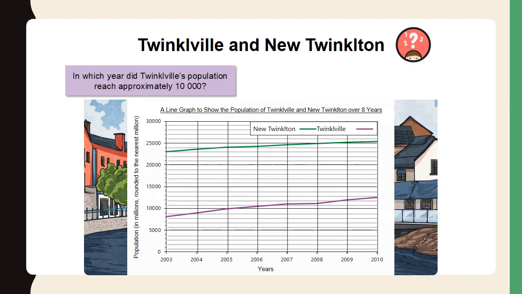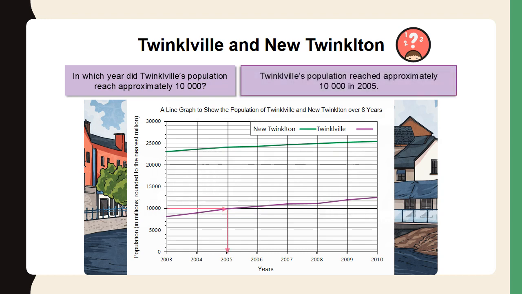In which year did Twinklville's population reach approximately 10,000? So the way to do this is to find 10,000 on our line graph and then follow it along until we reach the purple line, and then we change direction and go down until we've reached our x-axis, and we can see it was in 2005 that Twinklville's population reached 10,000.